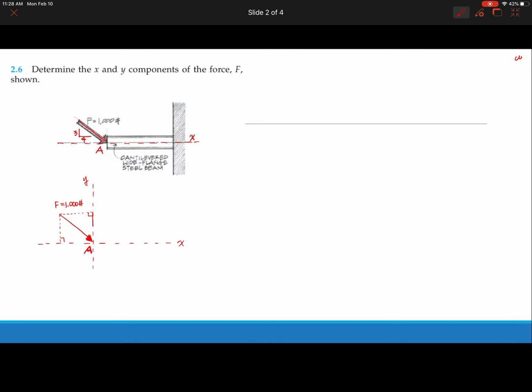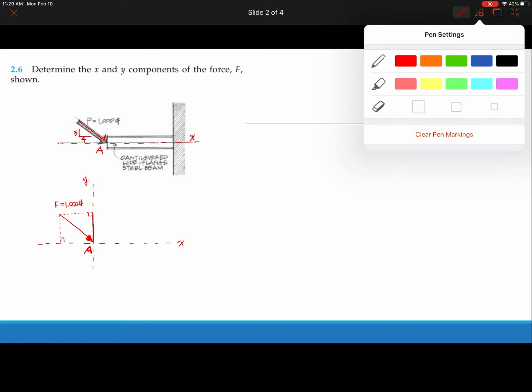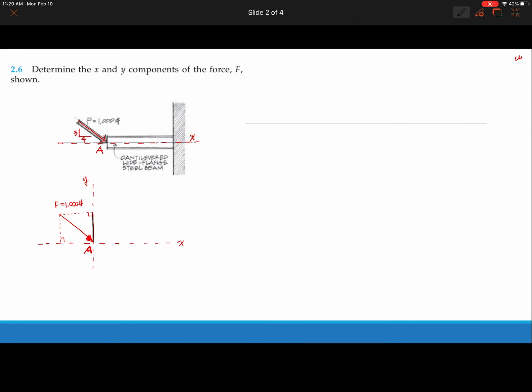Then think about the direction of the force. This force is going downward to the right. So some of the force is going downward, like this force along the y-axis, so it's Fy, and some of the force is going to the right. So there is another component called Fx. That is your 2 components. And the next thing is you want to build up a right angle triangle to solve the problem.